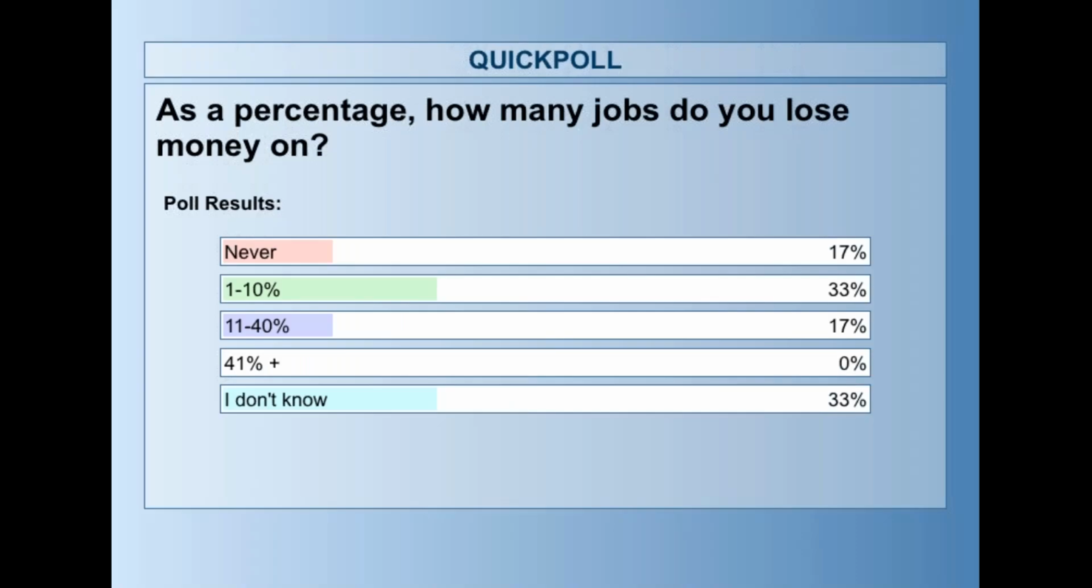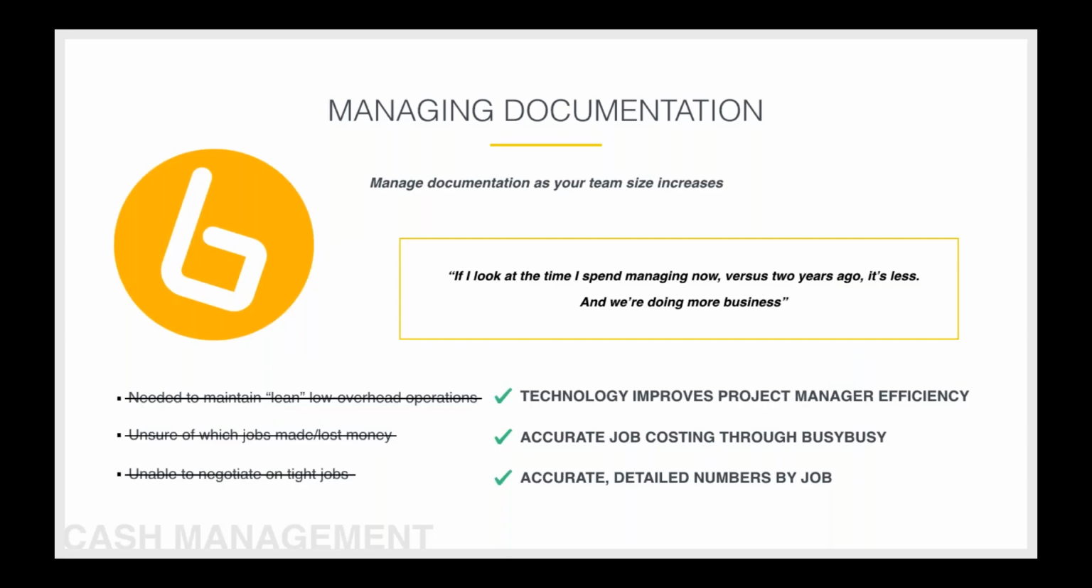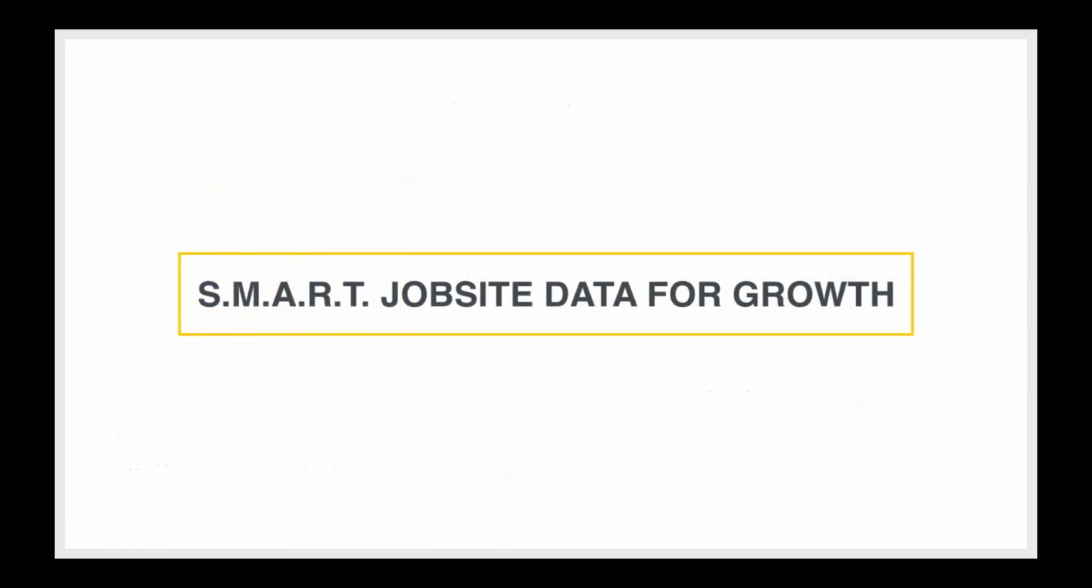Okay, let's go ahead and close that poll and see what those numbers look like. 17% say never, 1 to 10%, 33%, 11 to 40% of the time, 17%, and I don't know, 33%. Okay, so for those 33% who don't know, we can help you there immensely. That's what smart job site data is. Smart job site data is to help you grow your business.